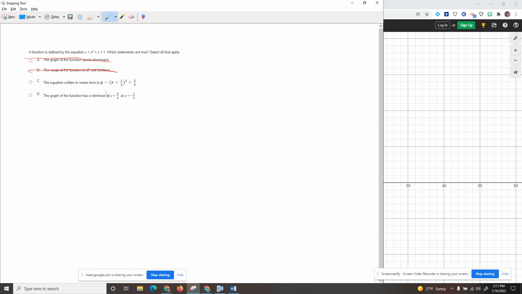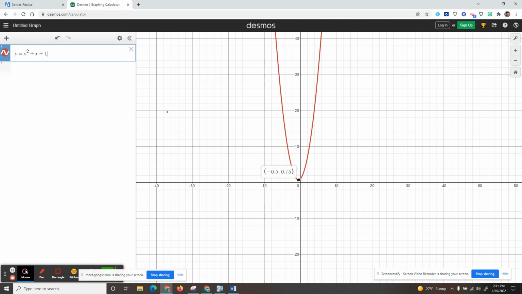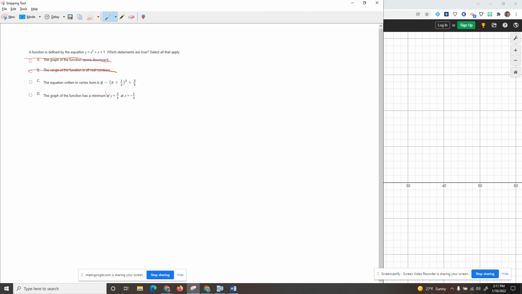So x minus negative 1/2 would be x plus 1/2. So that part of the equation matches. And then the y coordinate is 0.75, which is 3/4. So plus 3/4 also matches. So C is true.